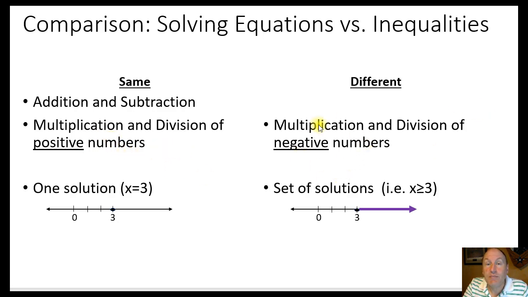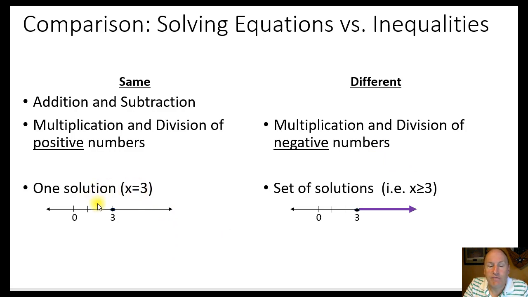Where there is a major difference is if we are multiplying or dividing both sides of the inequality by a negative number, that actually changes the direction of the inequality. So if it was a greater than, or a greater than or equal to, it then becomes a less than or a less than or equal to.